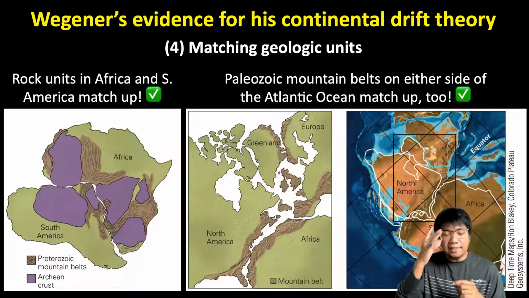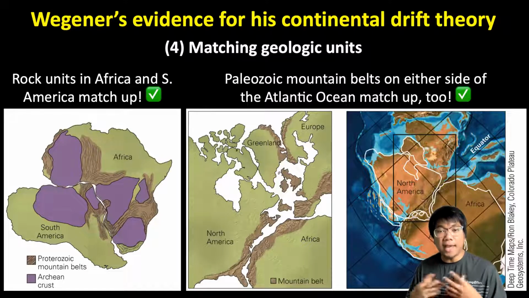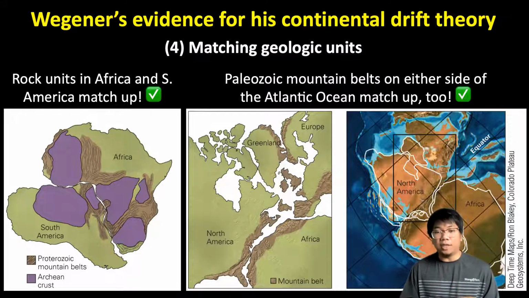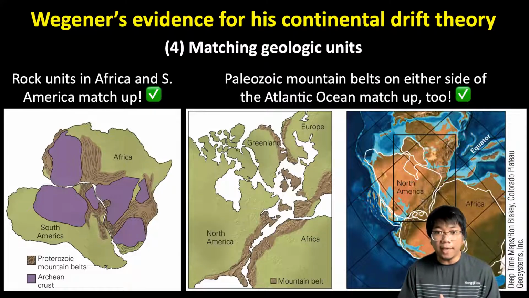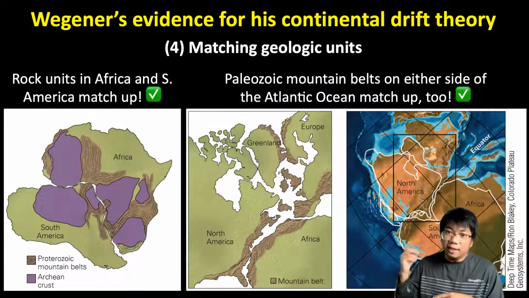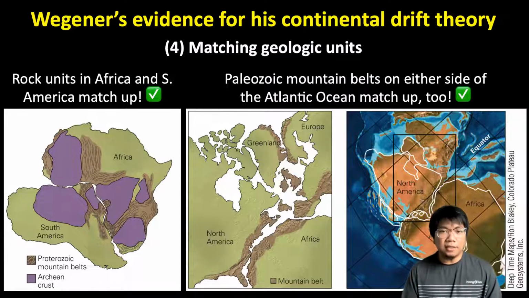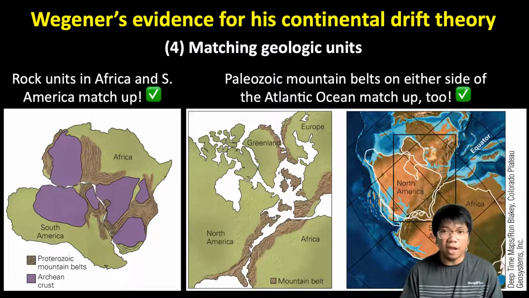The fourth and last evidence that Wegener brought up was about matching geologic units. He observed that there are rock units that have the same age in Africa and South America that match up. Not only that, if we take a look at the east coast of the North American continent, we have Paleozoic mountain belts, called the Appalachian Mountains, that match up with another mountain belt in the west coast of Africa. So this evidence belongs to the fourth evidence of Wegener's continental drift theory.